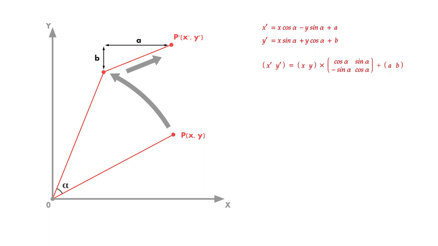Amazingly enough, these two operations can be combined into a single multiplication. For that, the two-element vector x, y needs to be expanded to a three-element vector, x, y, and 1. The 2x2 matrix is also expanded. It becomes a 3x3 matrix, and its rightmost column is filled with all zeros followed by 1 in the lower right corner. The new 3x3 matrix contains both the rotation-related sines and cosines, and the translation values, a and b. The result of the multiplication is a three-element vector containing the values x prime, y prime, and 1.